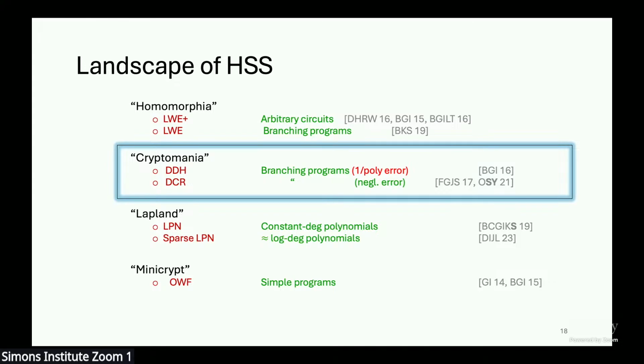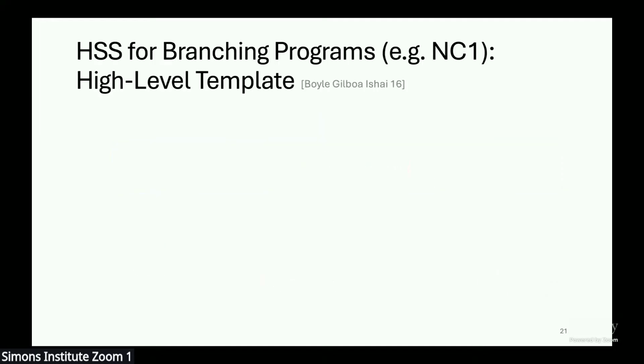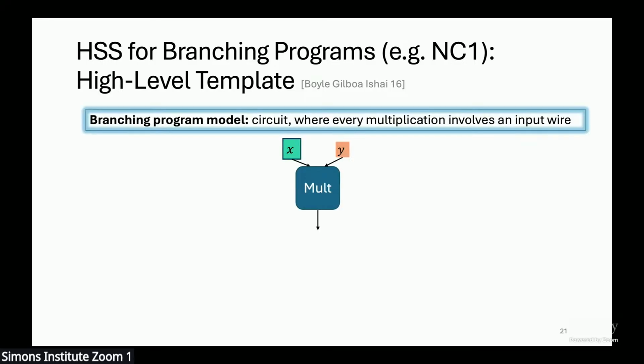Okay, so let's jump into this landscape of the DDH-based constructions to start with. I'm going to show you this high-level template from the breakthrough paper of Boyle, Gilboa, and Ishai from 2016, getting HSS for branching programs. So what's a branching program? Well, you don't really need to know what a branching program is, except that in this talk, we're going to view a slightly different model of them, which is just a circuit.